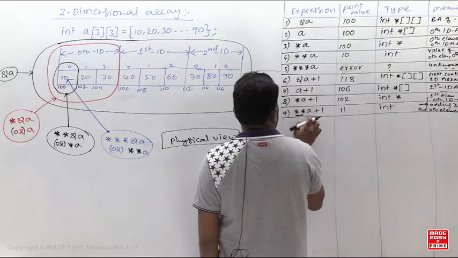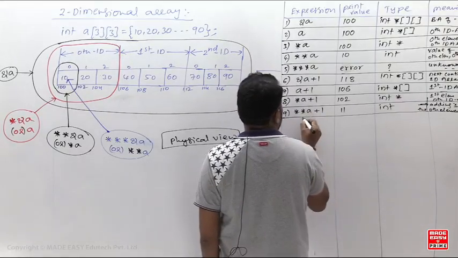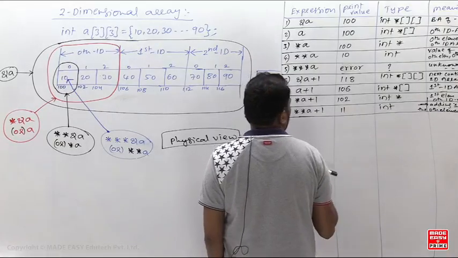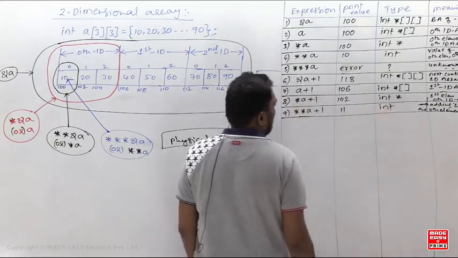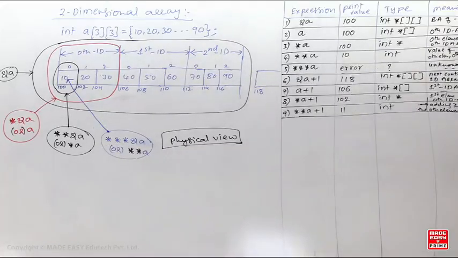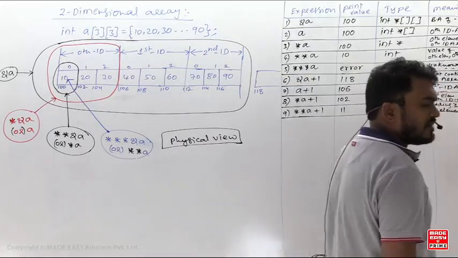So double star a plus 1, that will print 11. So the type is integer. Okay, right? So adding 1 to the 0th element. Is this clear?